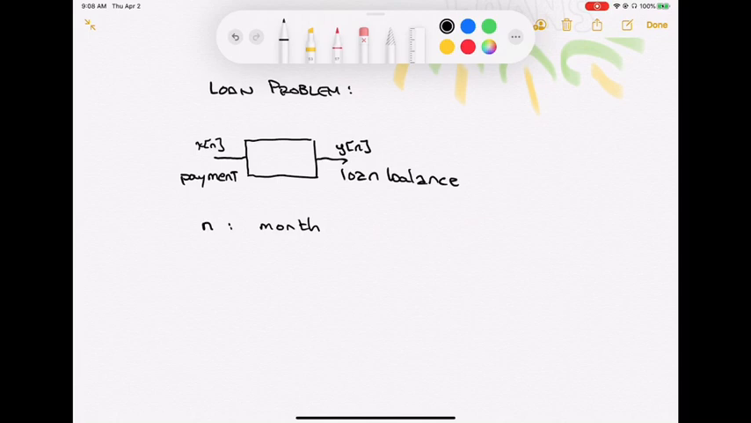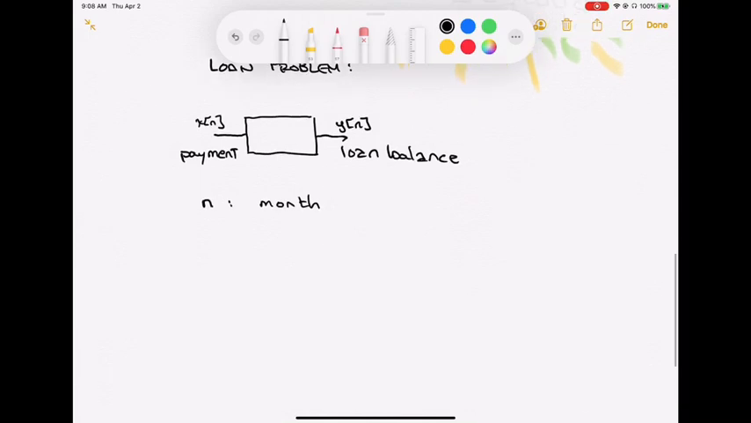It doesn't have to be that way. We could certainly have loan type problems that would be addressed on a different kind of time scale. There might be ones that are dealt with daily. There might be ones that are dealt with quarterly or just yearly. In this particular case, we're going to keep with the standard though of monthly. So N is going to be our month.